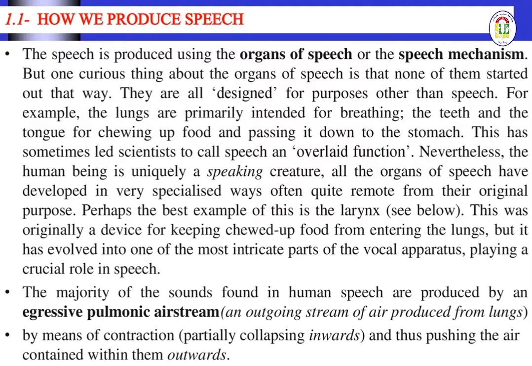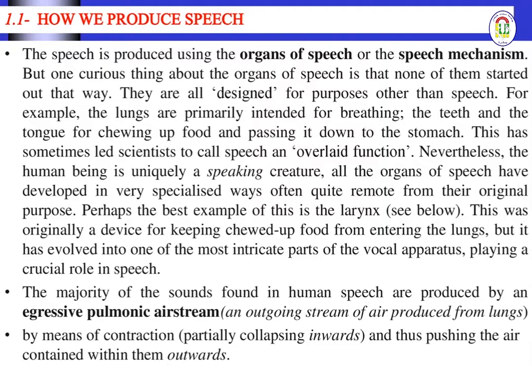Perhaps the best example of this is the larynx, which is shown below. This was originally a device for keeping chewed up food from entering the lungs. It acts as a valve to prevent any foreign body from entering the lungs, but it has evolved into one of the most intricate parts of the vocal apparatus, playing a crucial role in speech, in which it is responsible for producing different sounds and vibration. Without vibration, we cannot produce vowels and most consonants.